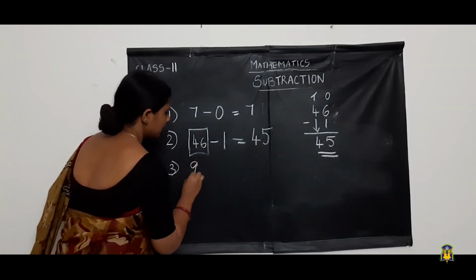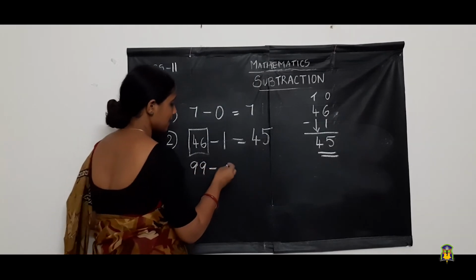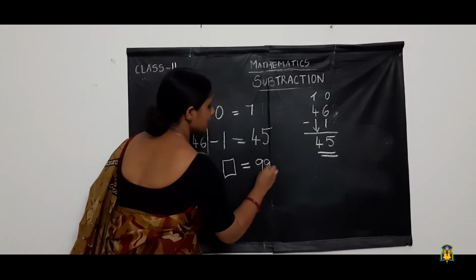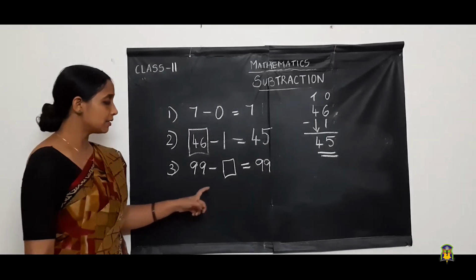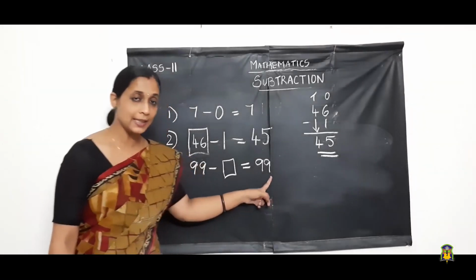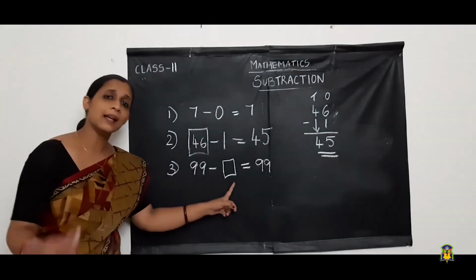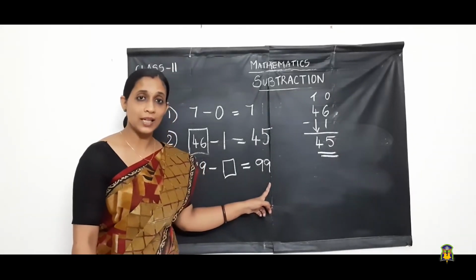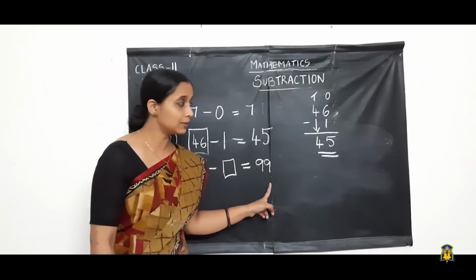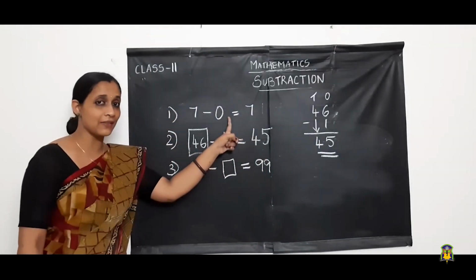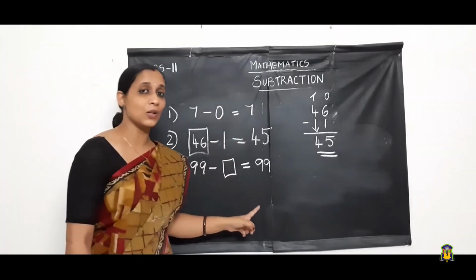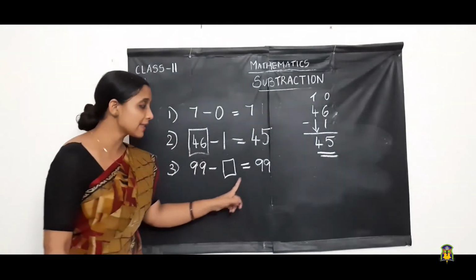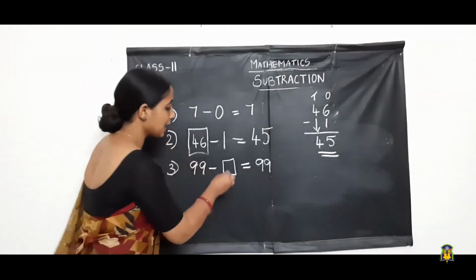Now, 99 minus something equals 99. Here, we got the answer as 99. 99 minus some number. We don't know the number, but we got the difference as 99. Okay. We have studied a rule. The first thing we have done: subtracting 0 will give the number itself. So 99 minus which number gives the answer itself? It should be 0.